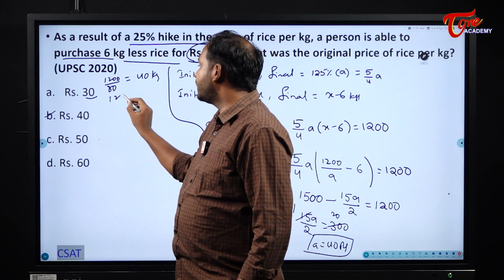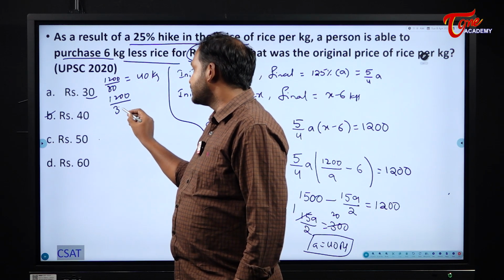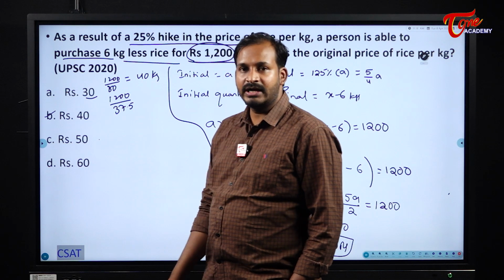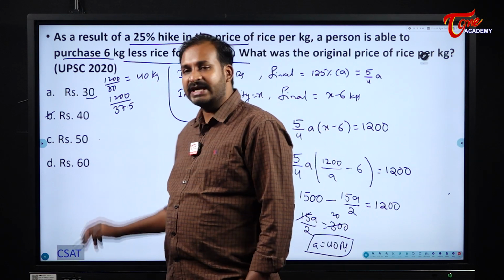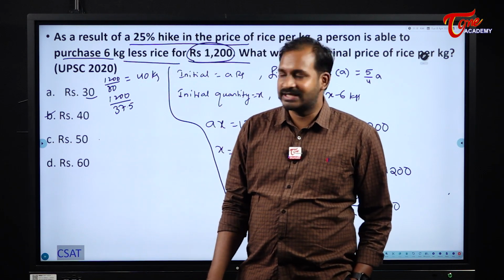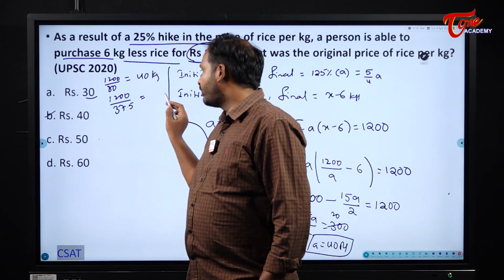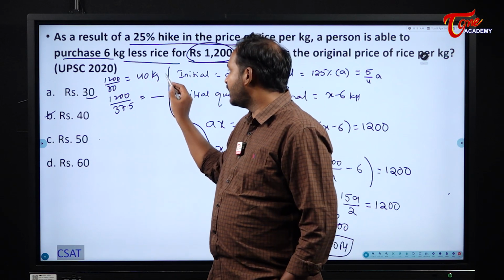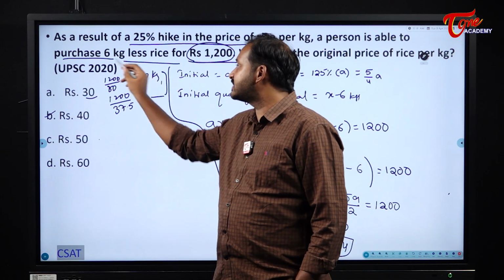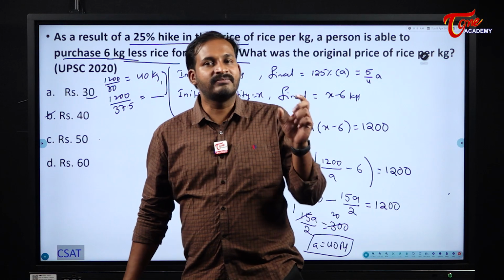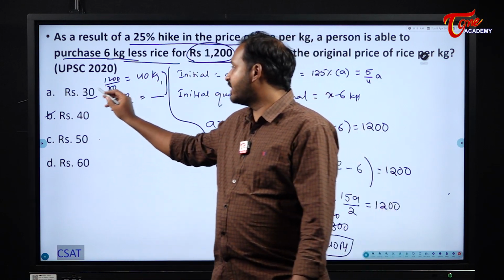So new quantity will become how much? 1200 by 37.5. Is it exactly cancelable? No, it is not exactly cancelable. You will get a value in decimals. Will the difference between those two things be 6 kgs? No, it will be something in decimals. So this is not my answer.